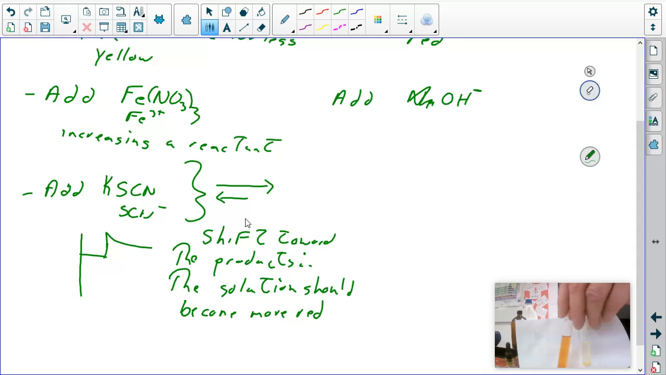Again, compared to the control sample in my left hand, it most definitely became bright red. Well, much redder than the yellow sample. Now, that was my iron 3 solution. We should see a similar result adding my sodium or potassium thiocyanate.